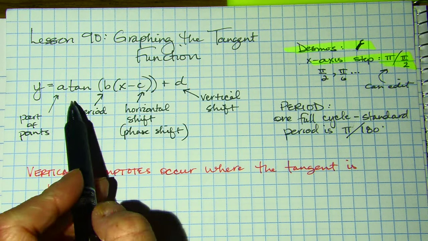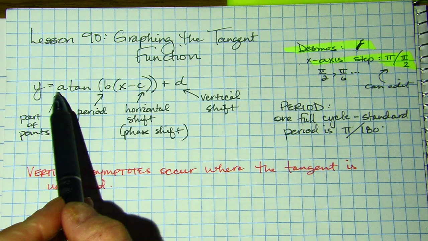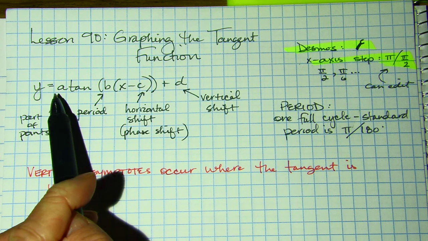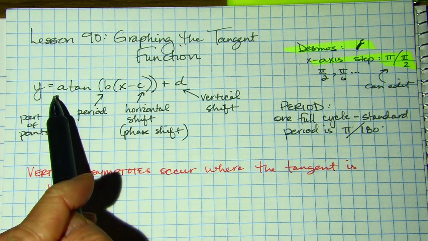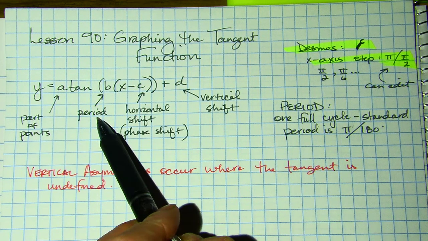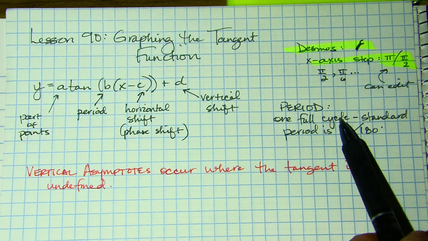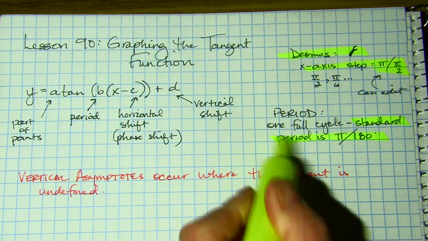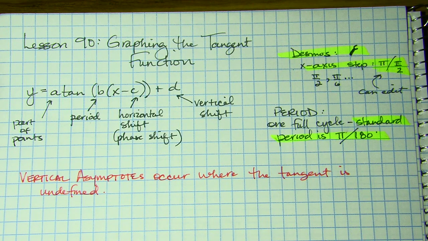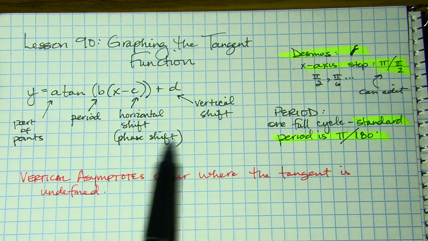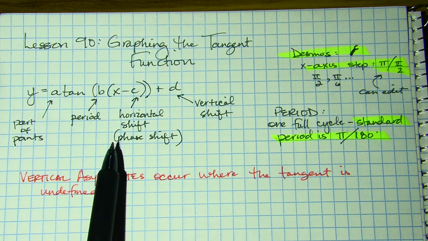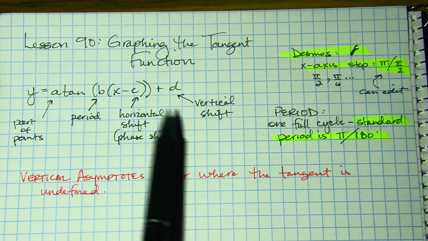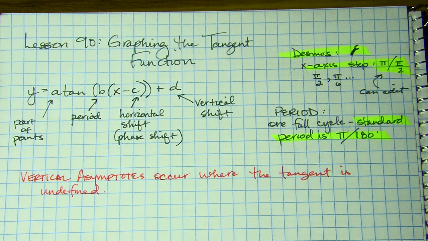So here is our tangent function. A, when we graph sine and cosine, is called amplitude, but that's not what it's called here, but it is part of our 3 fundamental points. B is our period. Remember, period means one full cycle, but tangent has a standard period of 180 degrees. C is our horizontal shift, moving it left to right, and then D is our vertical shift.